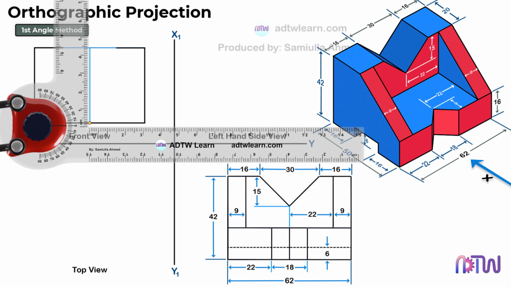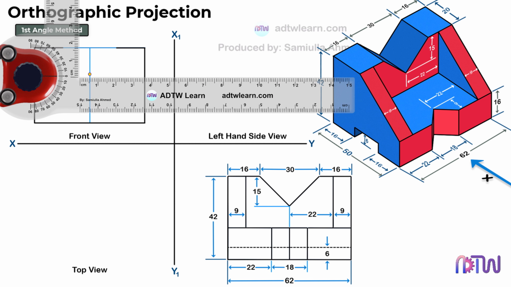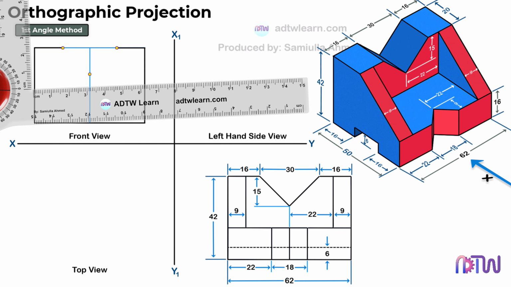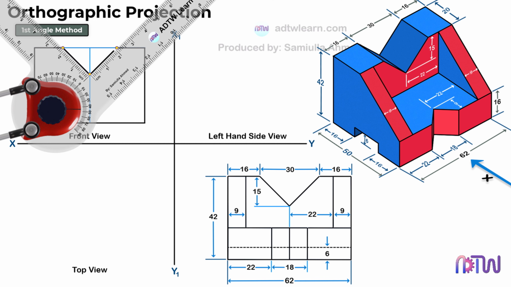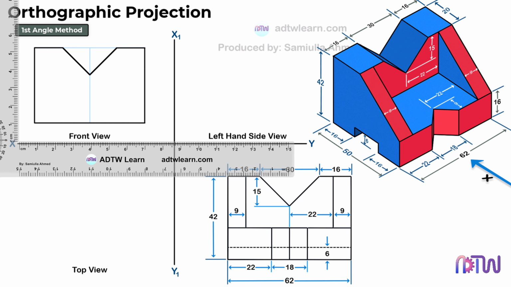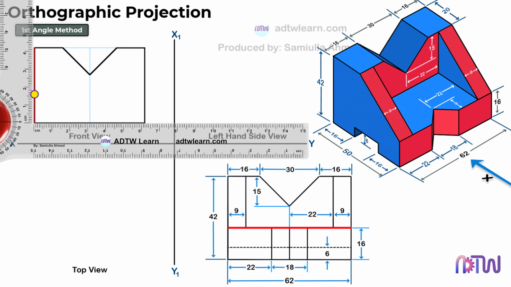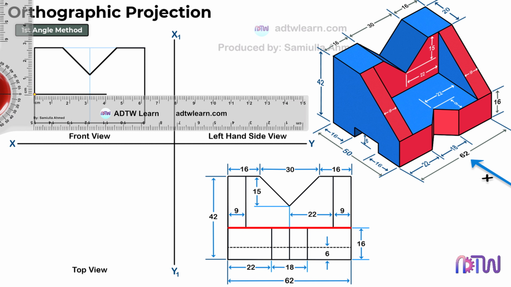We can see the depth of this notch is 15 mm from the top. Therefore, mark a point at 15 mm from the top on this vertical line. After this, join these points. We got the outline of the object. Next, we will draw this horizontal line. The distance of this line from the bottom is 16 mm. Mark 16 mm from the bottom on this vertical line. And draw a horizontal line from this point.